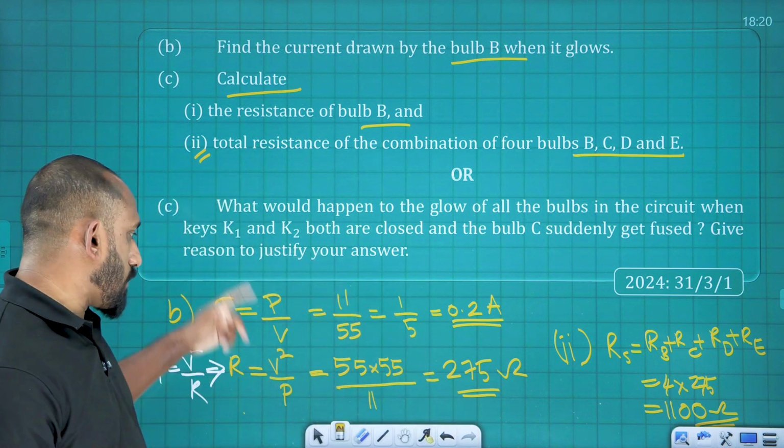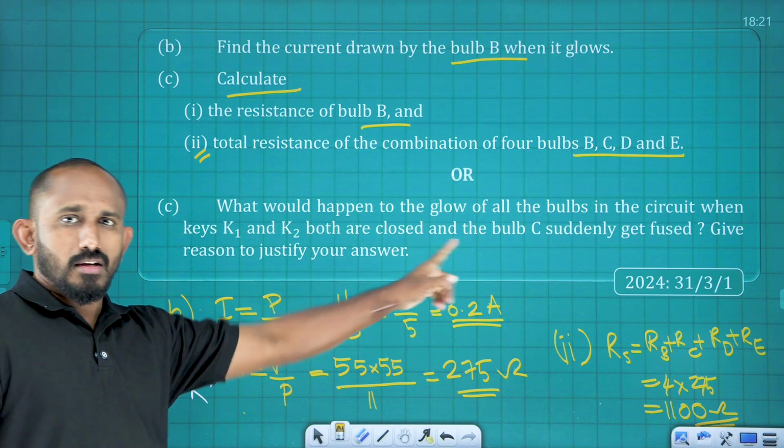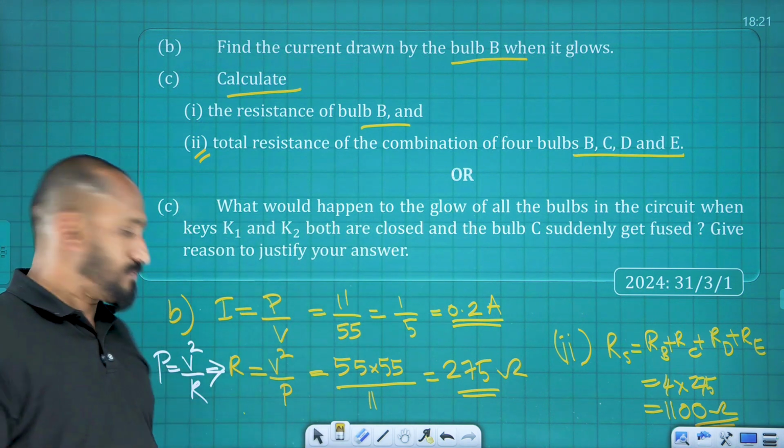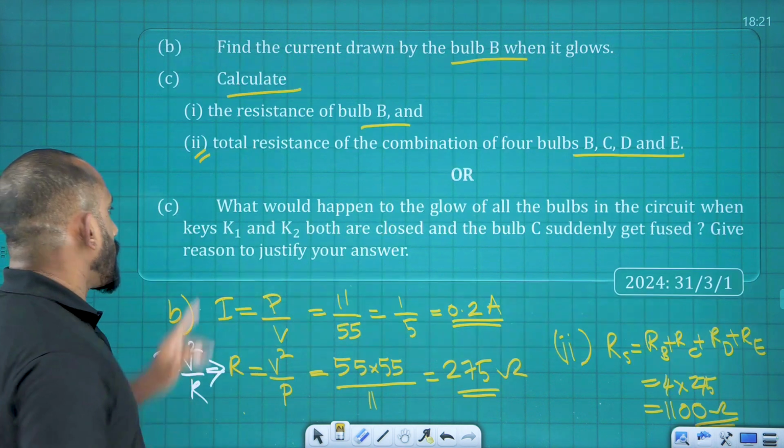So you can do this way also. This is the total. Current is 0.2 ampere. Then net power we know. Then reverse it. That is the concept. Okay? Now see, one more question is there.